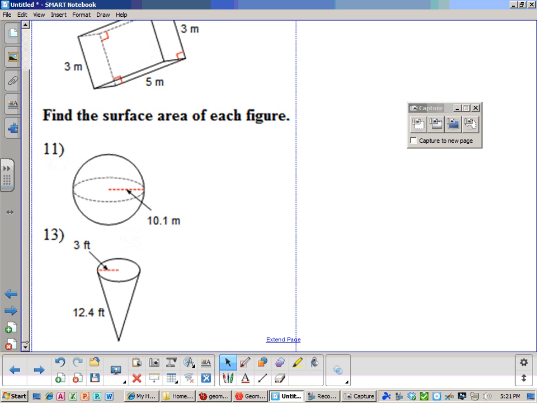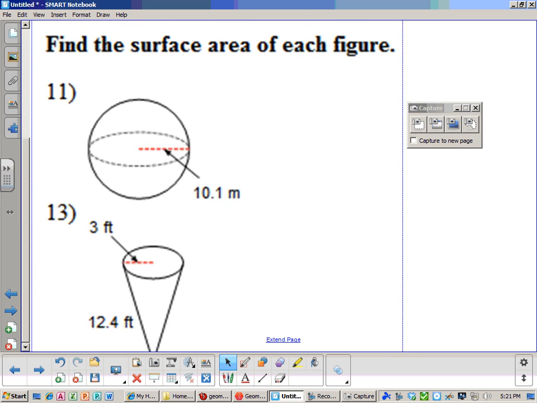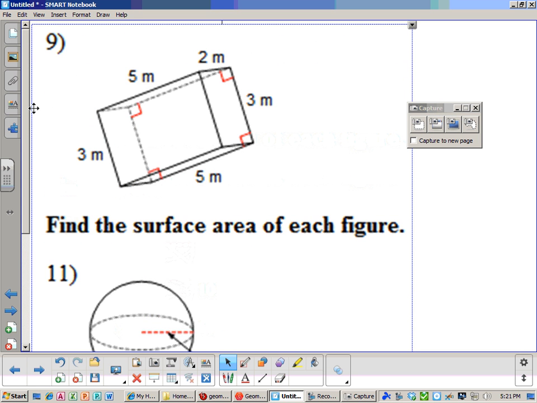All right. Make this light and big. I want my students to be able to see it.